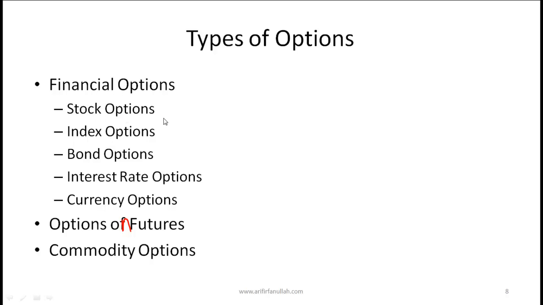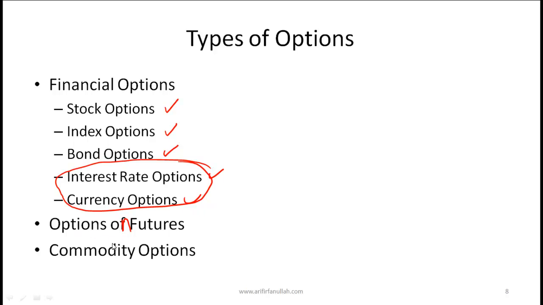Stock options are the simplest sort, and I have in a sense already talked about this. We can also have an option on indexes or indices. We can have options on bonds. We can have interest rate options and currency options. And most of the focus now will be on these two types. And even in Pakistan, these are the two most commonly used options.